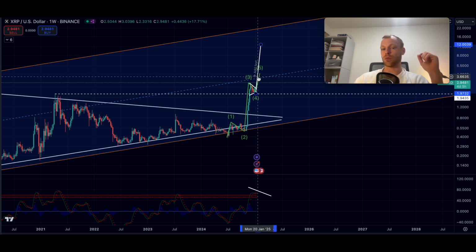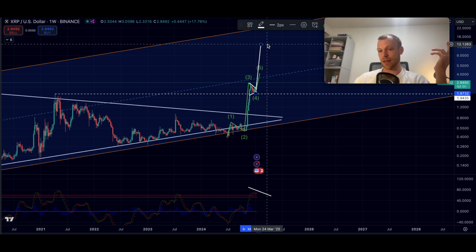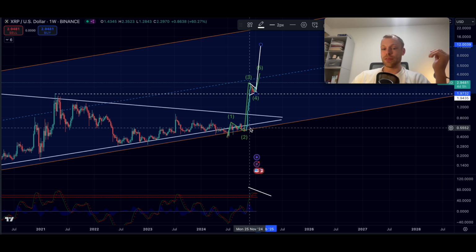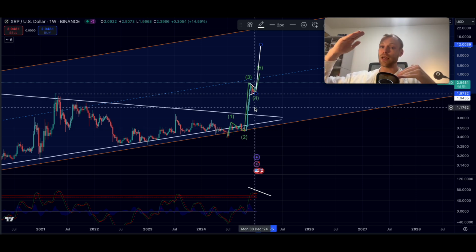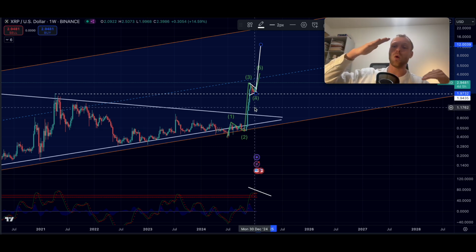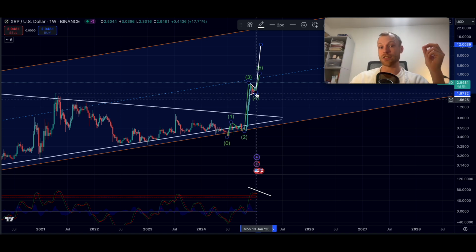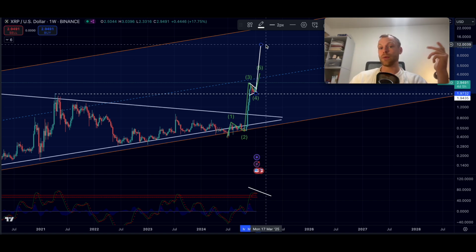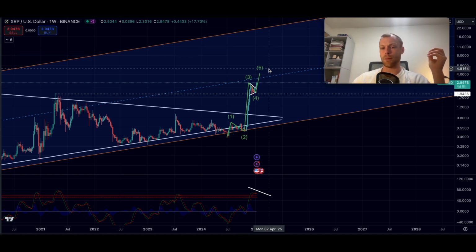So you can just put it right there. That would set a target of $12 for XRP if we would get an extended fifth wave, which would be of an equal height and size as the third wave. That would be a $12 XRP price. Guys, this is actually pretty bullish.